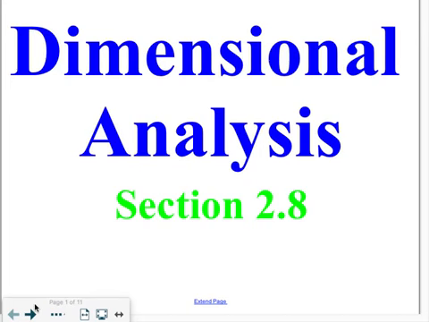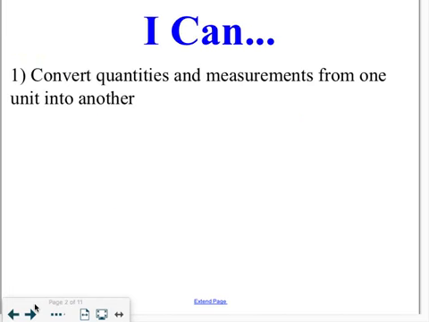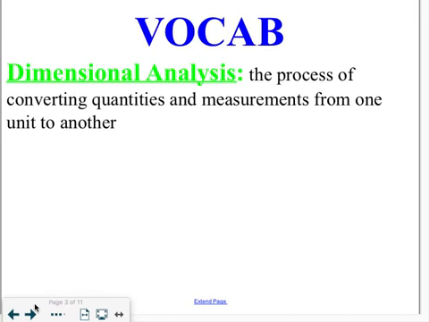Hello class, today we are going to be discussing the second half of section 2.8, which covers dimensional analysis. At the end of the lesson, you will have strategies for converting quantities and measurements from one unit into other units. Dimensional analysis is just the fancy name for the process of converting units.